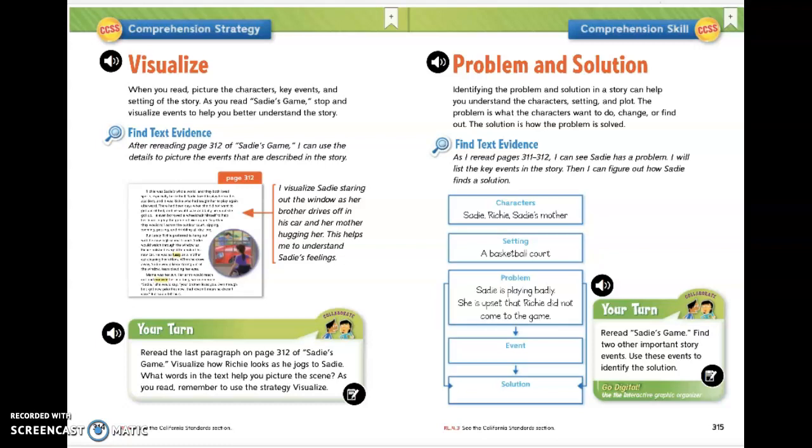When you look at the graphic organizer, you'll see that the event box is empty. The event is what will help solve the problem, which shows the solution. The event in this story is that Richie shows up to her game, bringing her a bouquet of purple and white flowers. The solution is that Sadie continues the game, but turns it around and starts playing much better.